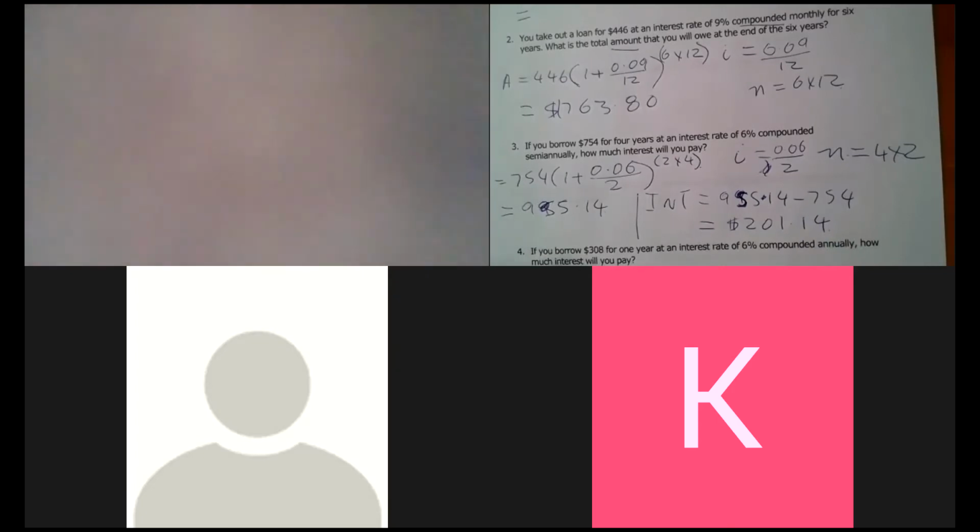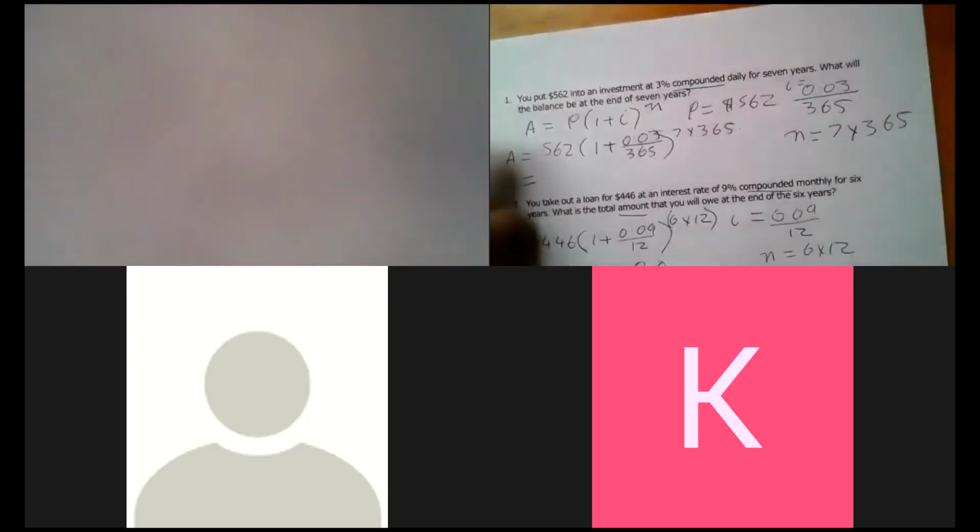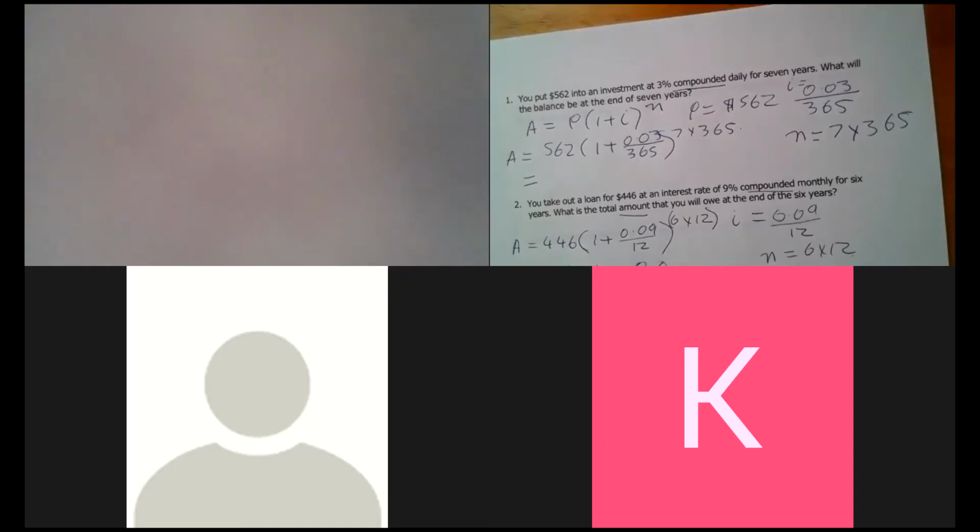All right, now see the difference between this question and the two that we did before? We just used a formula for those two questions and then that was the end of the question. Because those were amount, this one is interest only. And that's why we took away what we started off with, which is the 754, to see how much interest we have earned. Hopefully that makes sense. We're gonna move on. You borrow $308. So that's what the next question says.